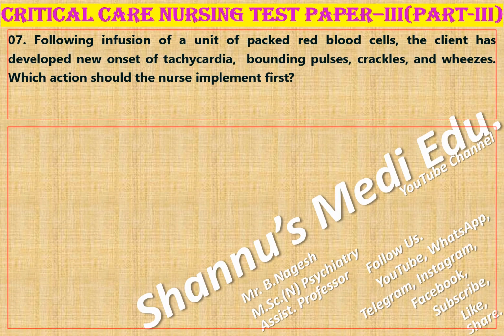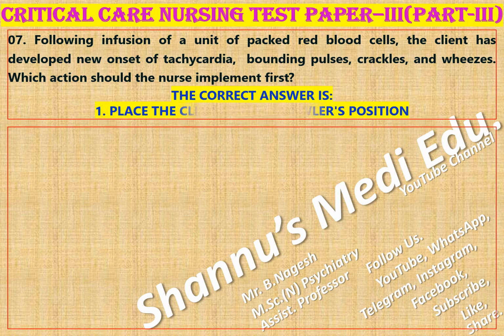Seventh question: following infusion of a unit of packed red blood cells, the client has developed new onset tachycardia, bounding pulses, and crackles and wheezes. Which action should the nurse implement first? The correct answer is place the client in a high Fowler's position.